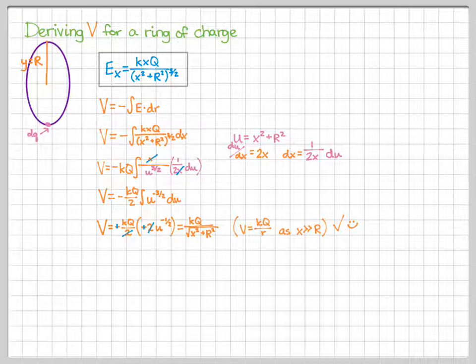If you imagine as x goes bigger and bigger, as it gets closer and closer to infinity, the more and more similar this result is going to be to the voltage from a point charge, just kq over r. So that makes sense. We're good with that.